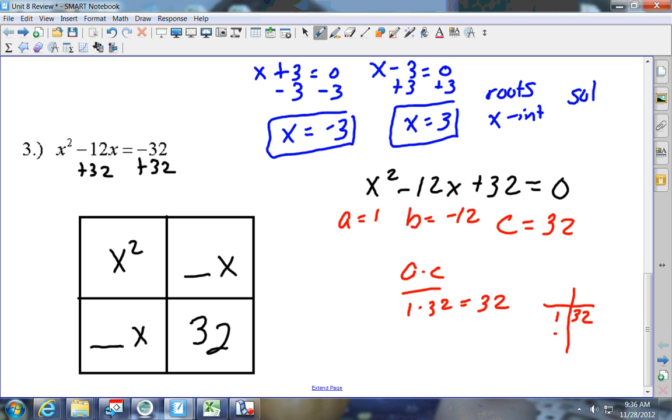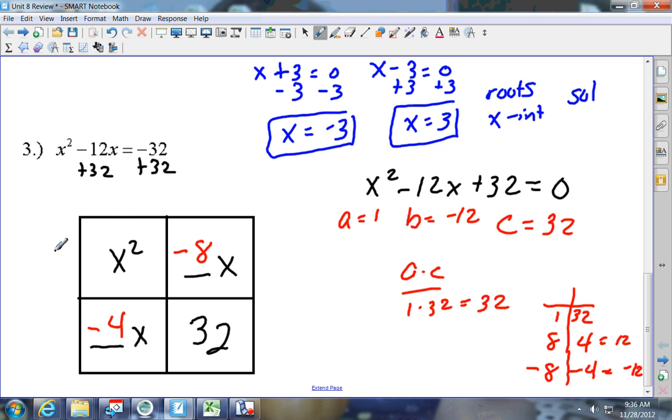I just had them. 8 and 4 multiply together to give you 32, but when you add them, what does it give you? A positive 12, right? So it needs to be negative 8 and negative 4 because it's supposed to add up to be negative 12. So I have negative 8, negative 4.